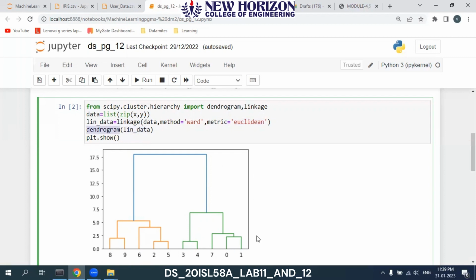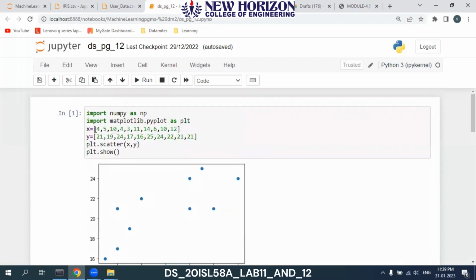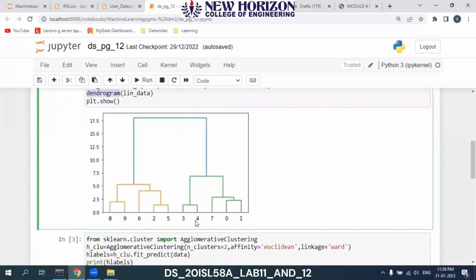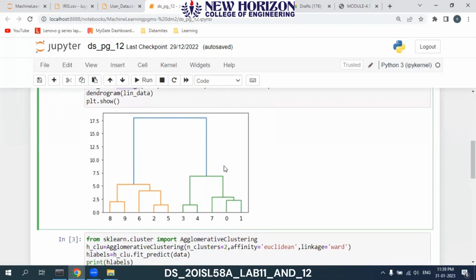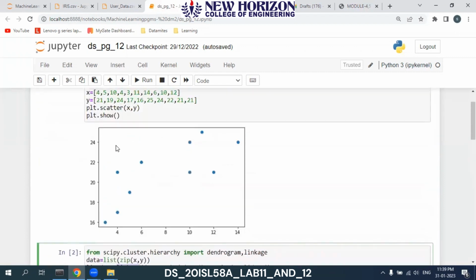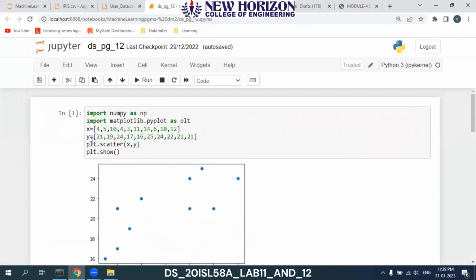Now you can see here, these are the values, right? How many values are there here? There are 1, 2, 3, 4, 5, 6, 7, 8, 9, 10 values. So those values are grouped from 0 to 9. Now we are using only the linkage function over here, and you can see the output as a dendrogram. The 0th data is 4, 21. The first data is 5, 19, which is represented here. So this is our 10 sets of data here.